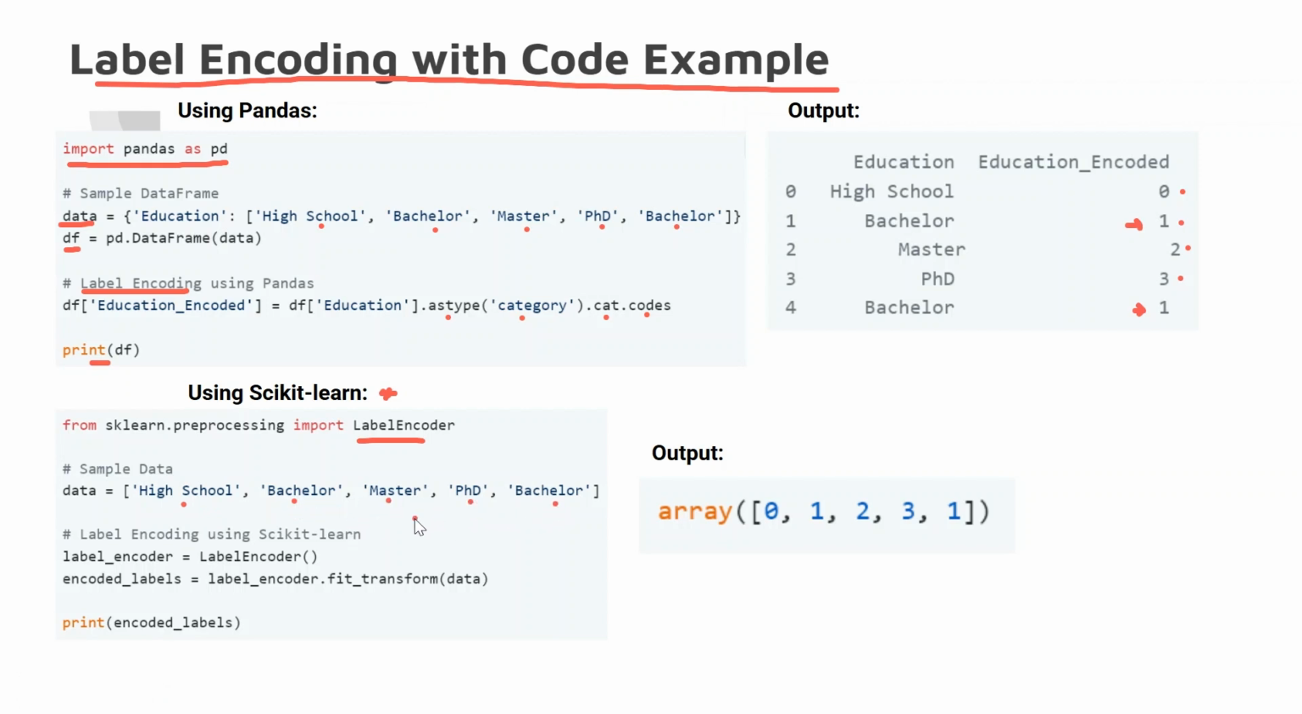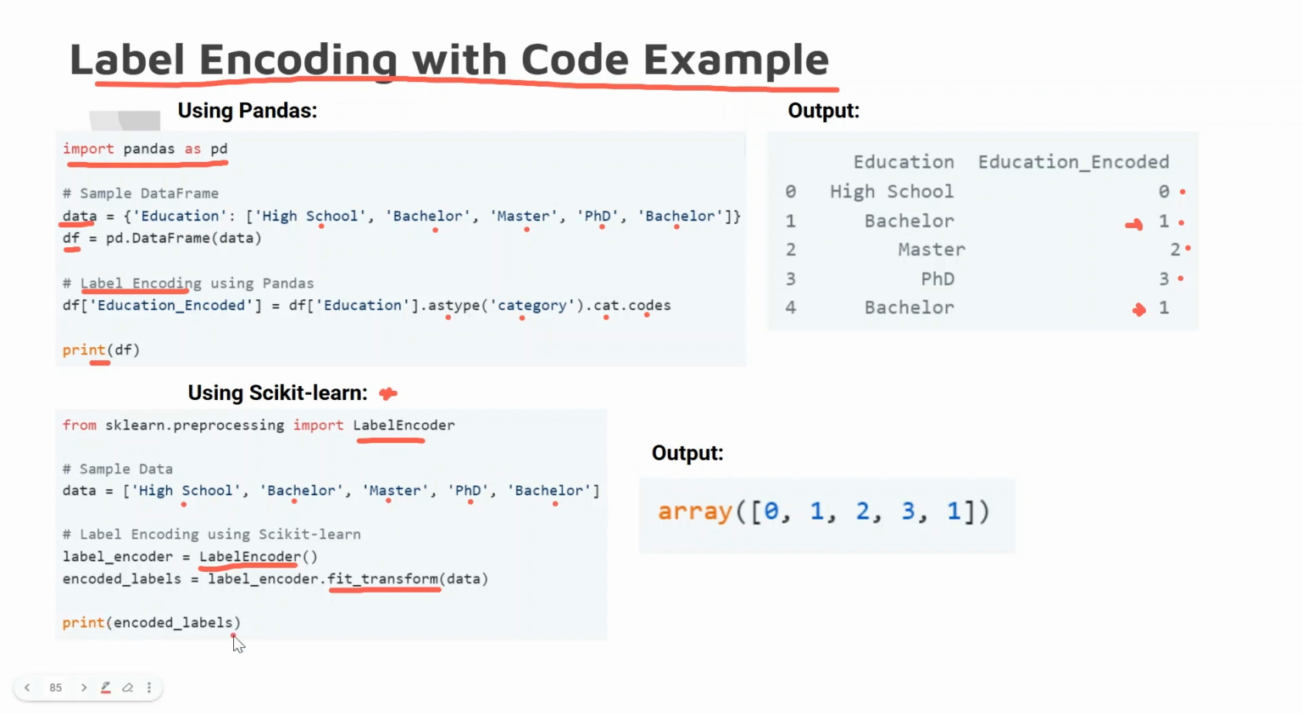Then we create an instance of the label encoder. label_encoder equals LabelEncoder. Next, we use the fit_transform method to learn the categories and convert them to integers in one step. encoded_labels equals label_encoder.fit_transform(data). Lastly, we print the encoded labels.